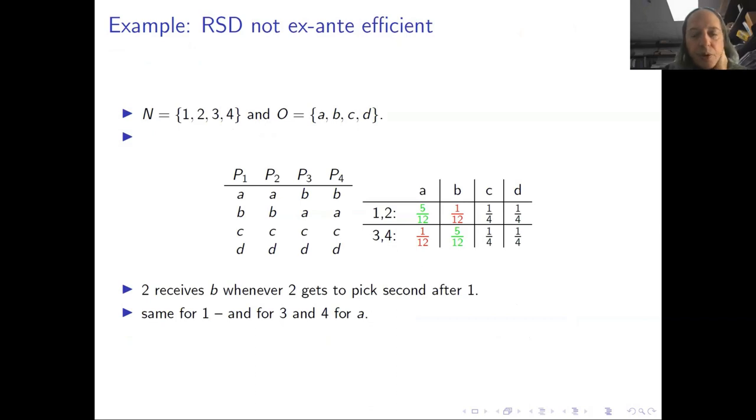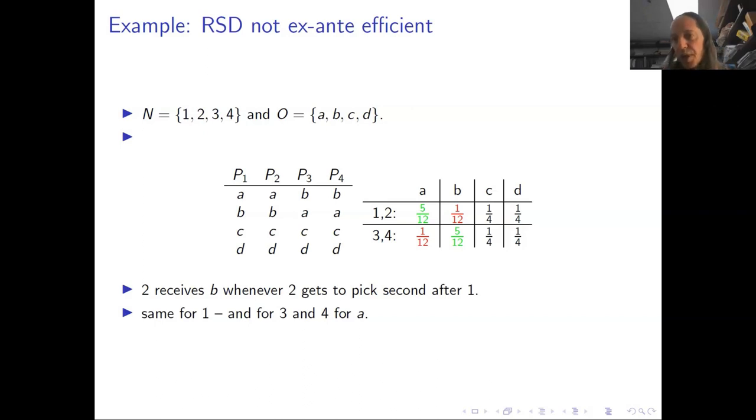It's also not ex ante efficient or SD efficient, right? Because you look at this: if you have the order 1-2, then he picks A, B, right? So 1-2 get B with positive probability, and 3-4 get A with positive probability. But ex ante efficient would be that 1 and 2 each get probability 1/2 on A, and 3 and 4 get probability 1/2 on B, and then they get 1/4 on C.